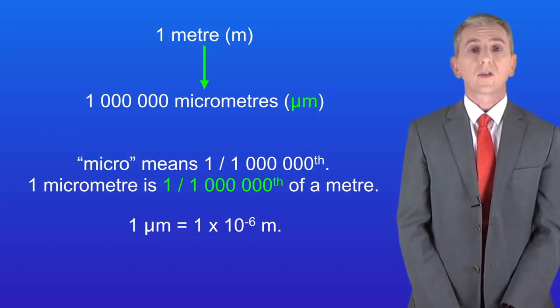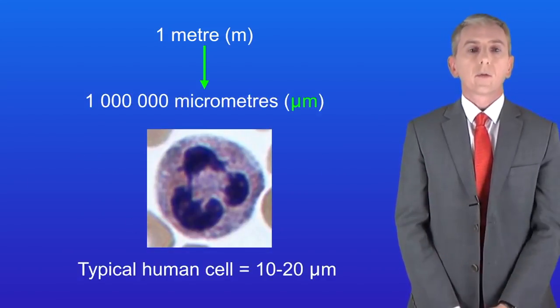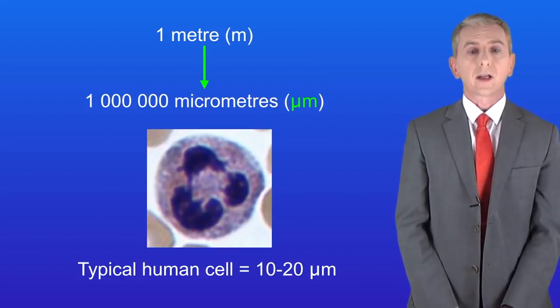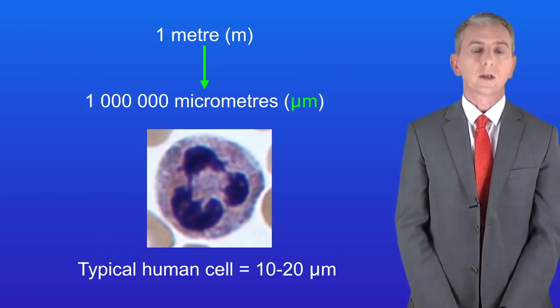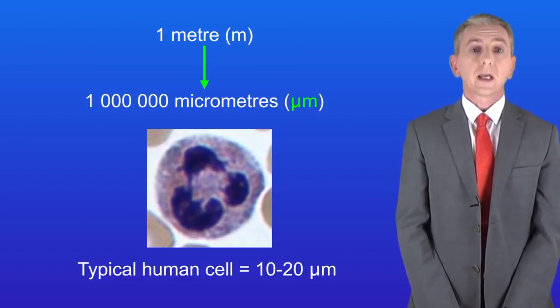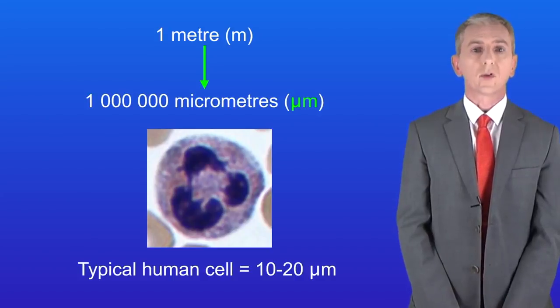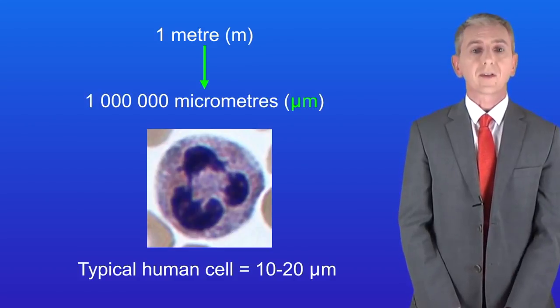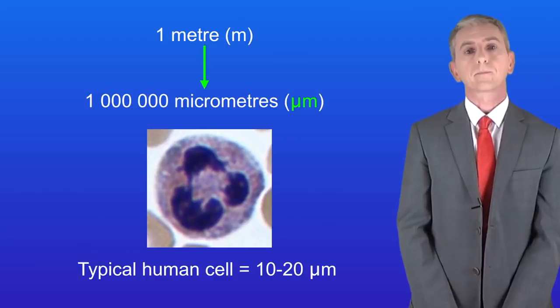Now, a typical human cell, such as this one, is around 10 to 20 micrometers in size. That means that biologists find a micrometer a very useful unit, especially when looking at cells. Now, cells contain smaller parts, such as ribosomes, and we're going to look at those in a later video. This means that we need an even smaller unit to talk about the sizes of objects inside cells.